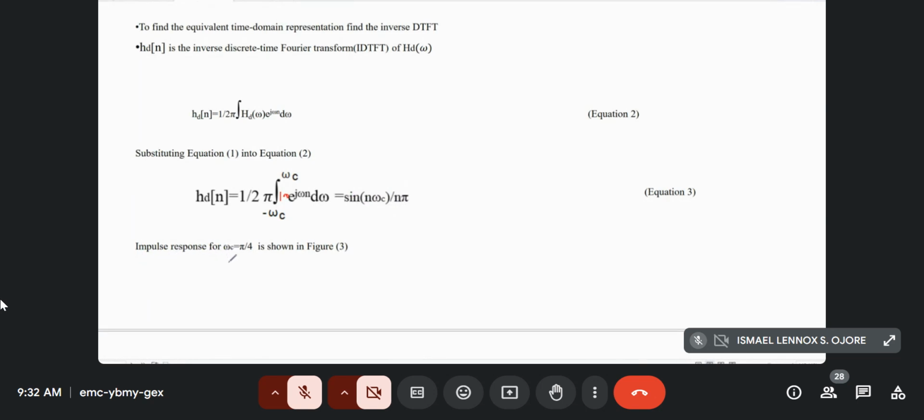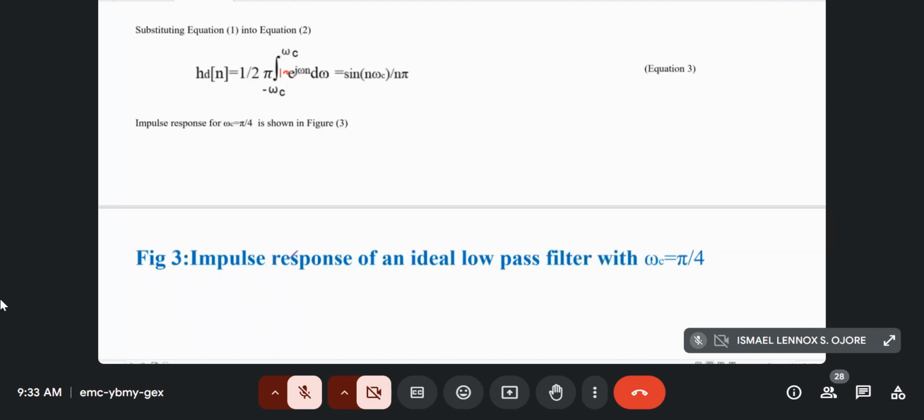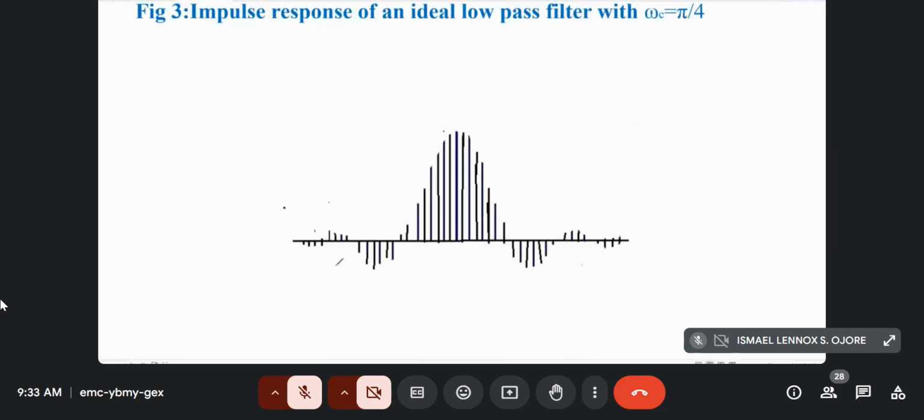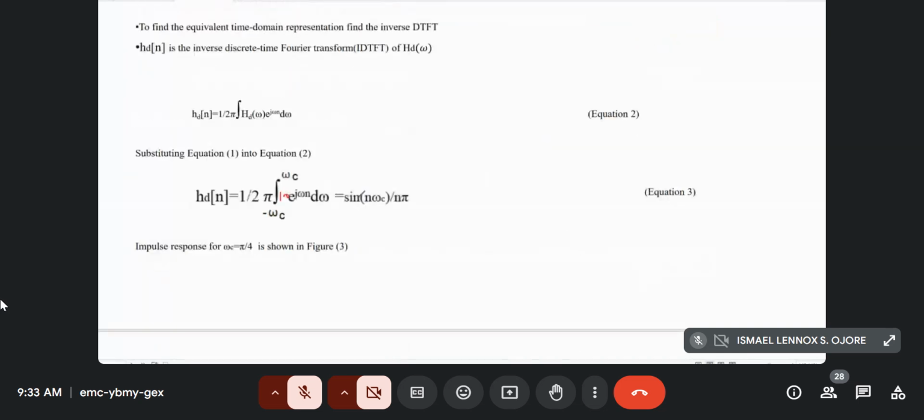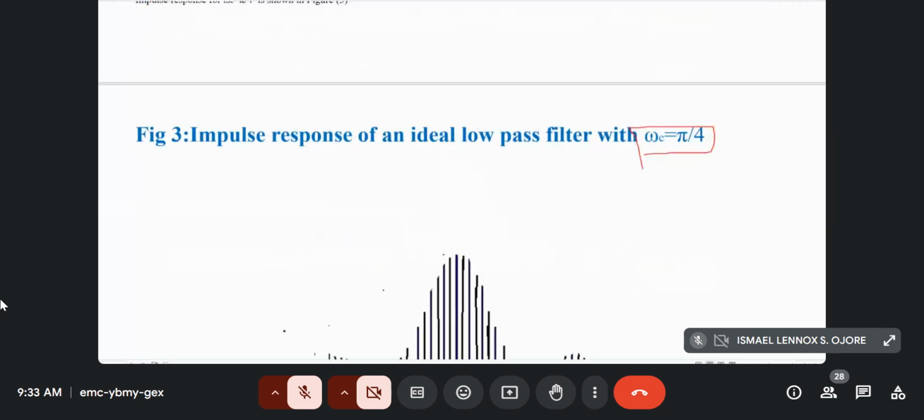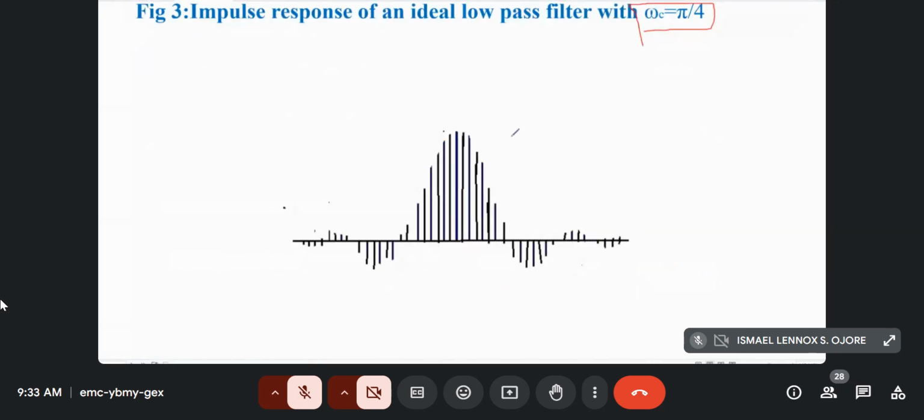The impulse response for omega c is pi by 4, shown in figure 3. I have not shown the value, but it doesn't matter. I'm saying this is specifically for pi by 4, but it should look like this. Generally, it will be of this form. I should have given some numbers here.